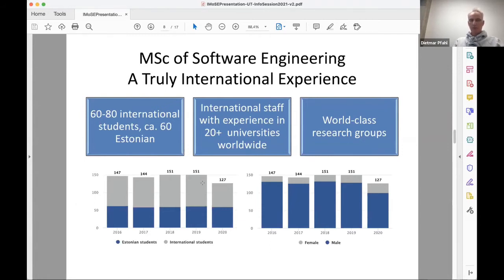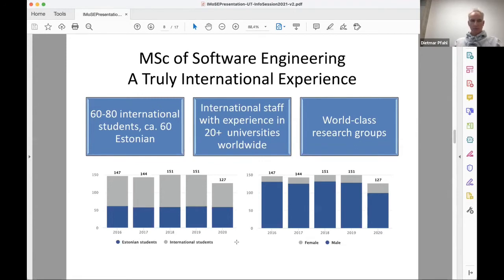And we had a little dip last year. That was because of COVID, because quite a few of our international students simply couldn't make it to Estonia. And of course, we hope that in this year's admissions process, starting in September, the situation is back to normal and we get back to the normal numbers where we have around 150 students in the program. Roughly speaking, international and Estonian students are 50-50. Last time, the Estonian students were a little bit stronger in number because of the problems with international travel.